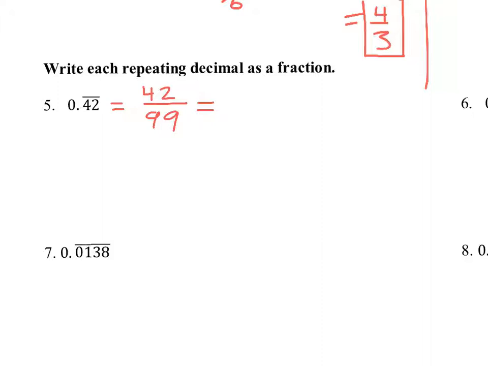So we're going to reduce 42/99. 3 goes into both, top and bottom. So 14/33. 14 factored is 2 times 7. Neither 2 nor 7 goes into 33, so this is reduced.